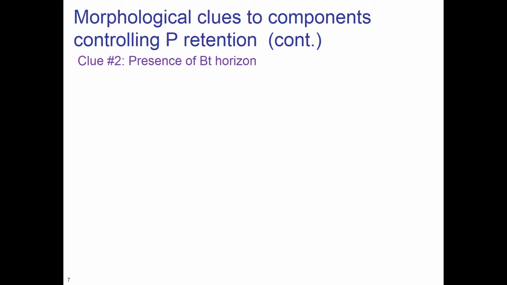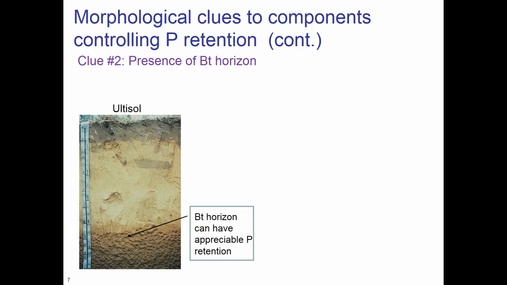The second morphological clue I mentioned to components controlling phosphorus retention was the presence of BT horizons. Here's a soil with a BT horizon, an ultisol. Other orders can have BTs as well. And we see pictured the BT deeper in the profile. The BT horizon can have appreciable phosphorus retention because of the components it contains, and the elevated clay content, which increases the surface area and potential for surface reactions of phosphorus.